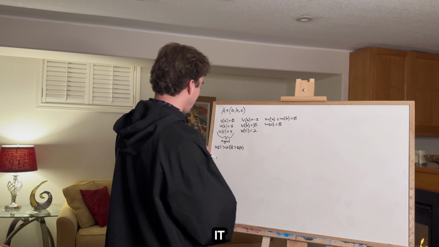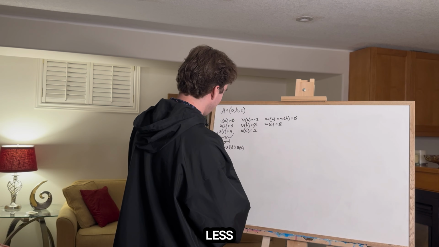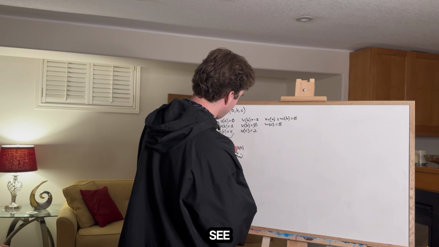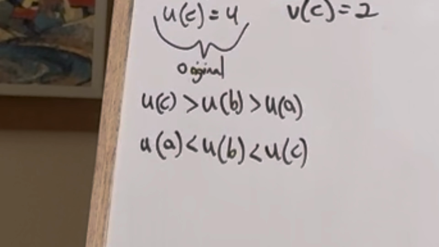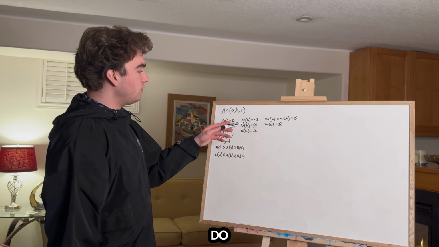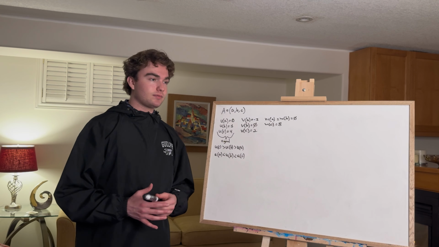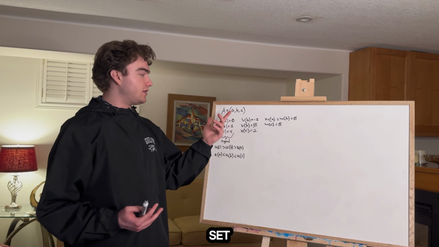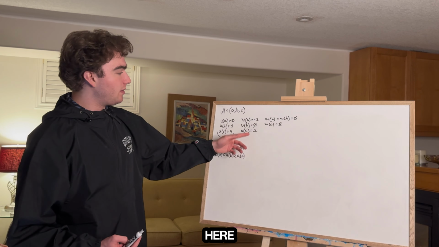Okay, and you can write it either way. So you could go U of A is worst, less than U of B, less than U of C. So either way you want to write it, okay? And now the question that we're being asked is, do these other two utilities of this action set agree with our first story? So this should be the same here and here.